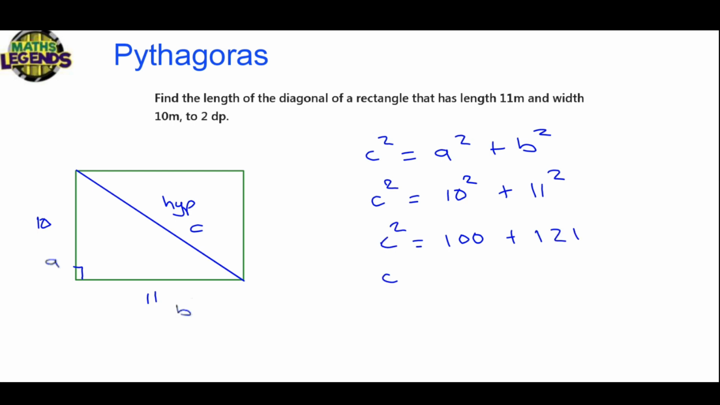And then we simplify, so we have c squared equals 221. And to get rid of the squared on the c, we square root both sides. So this becomes c equals square root of 221. So c equals 14.87 to 2 decimal places.